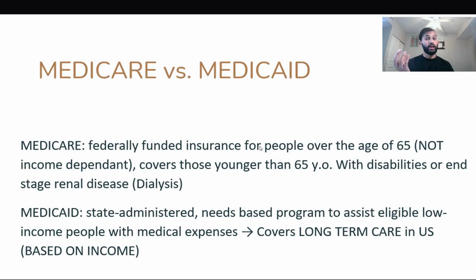These are based on your income. The program is based on the income. So if you have low income, you might get more benefit. If you have higher income, then you might get lower benefit out of that. And these cover the long-term care in the US, and that is again based on the income.